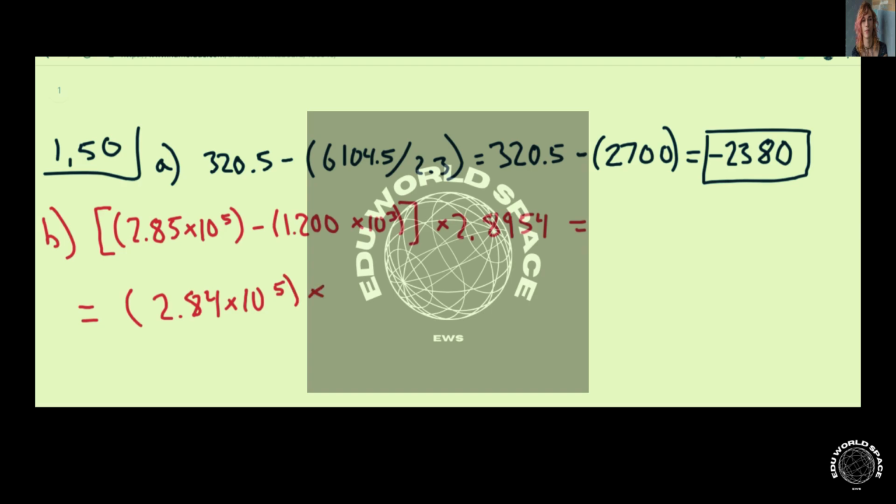And then this is going to be multiplied by 2.8954. And our number here should have only 3 significant figures because of these 3 here. And when we do that, we get 8.22 times 10 to the 5th.